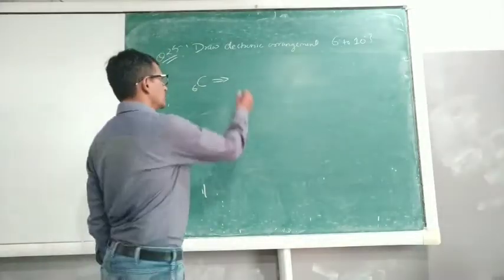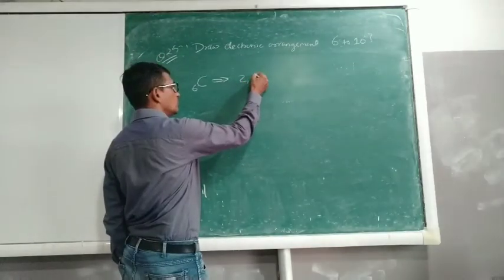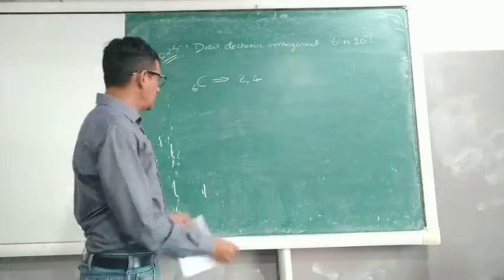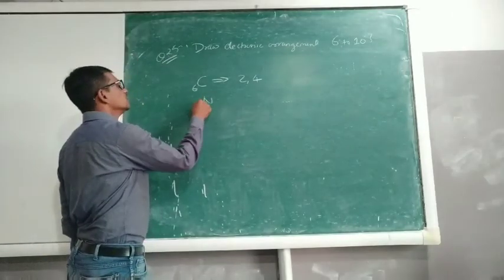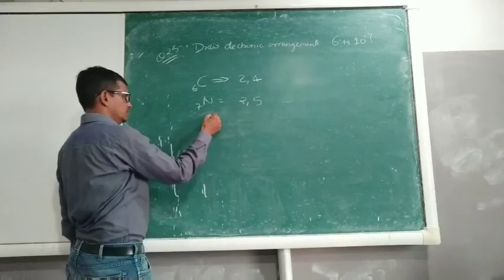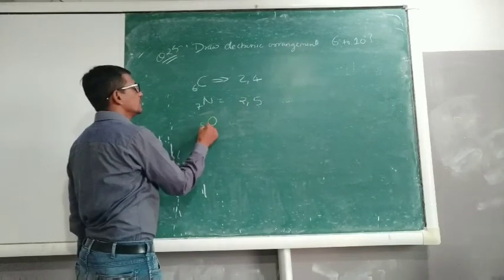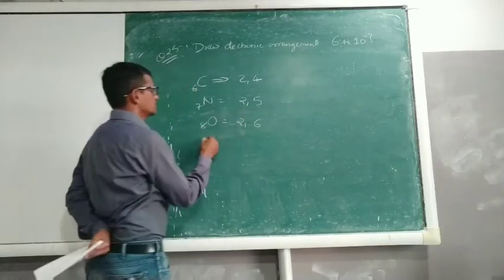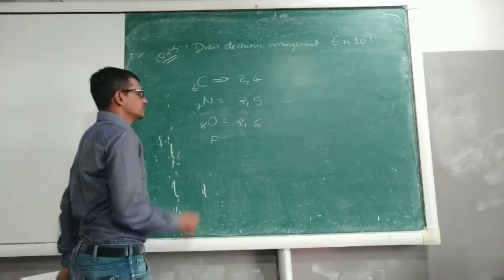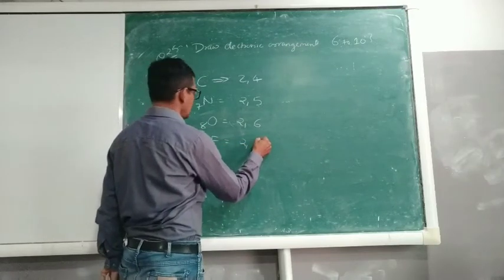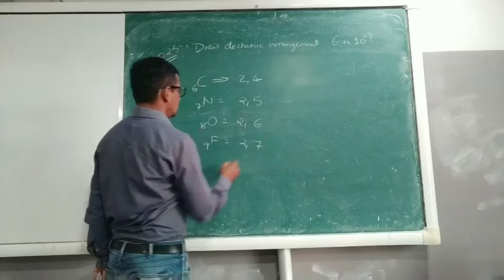Carbon, if it is number 6, then the configuration is 2, 4. Similarly, number 7, that is nitrogen, configuration is 2, 5. Similarly oxygen, number 8, then it is 2, 6. Okay, fluorine, number 9, then it is 2, 7 electrons left.